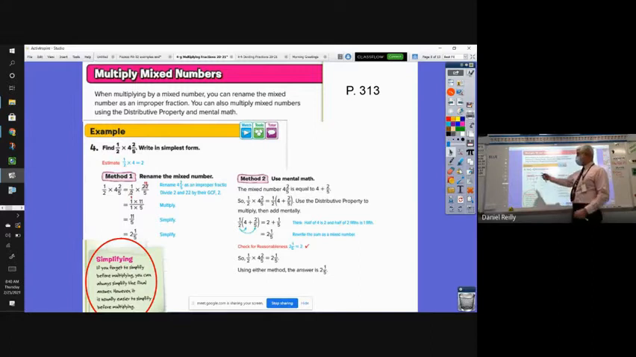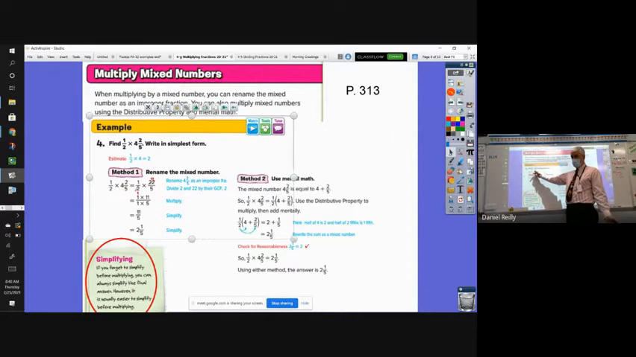You can always estimate what you think your answer is. A half times 4, my answer should be around 2. Half of 4 should be around 2. That's what they say right here. Then I change this to 4 times 5 plus 2, 22/5. So it's the same as 1/2 times 22/5. With mixed numbers, you're going to end up with some large numbers, which is why cross-reducing is very helpful.